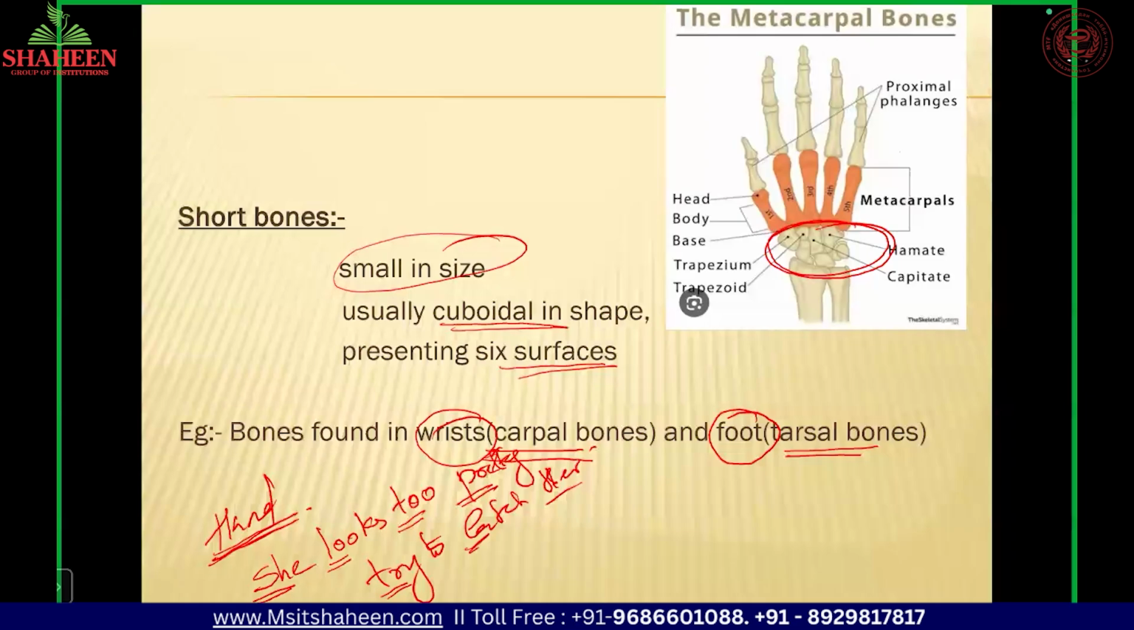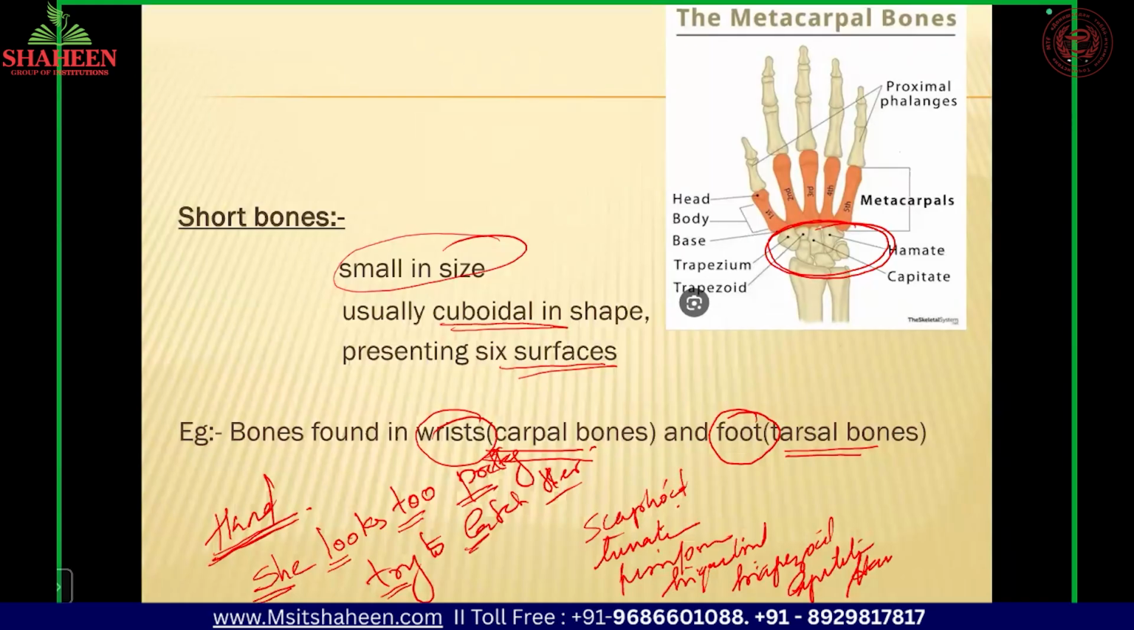So these different types of bones are there. Carpal bones: scaphoid, lunate, pisiform, triquetral, trapezium, trapezoid, then capitate, hamate. Okay. All these are the carpal bones.